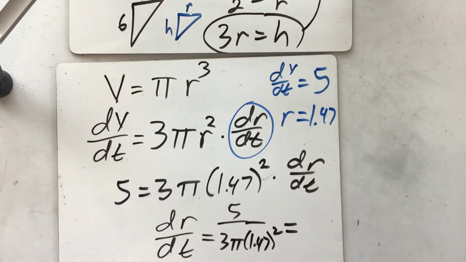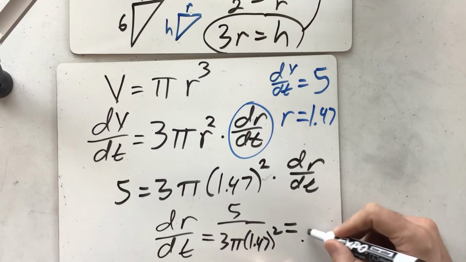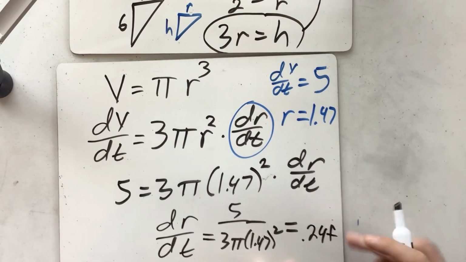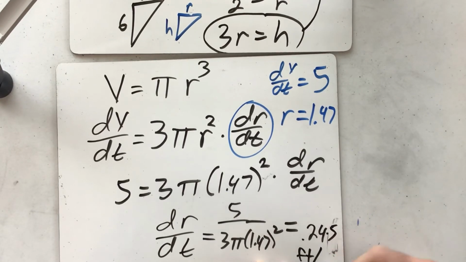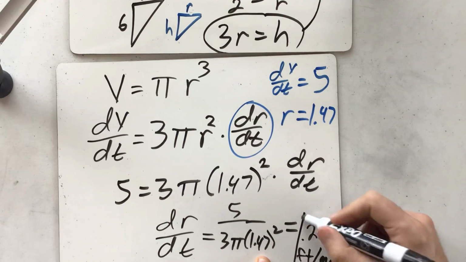Let's put that into a decimal also. And I've got 0.245. And what are the units on this? The units are feet per second, right? Or feet per minute. Feet per minute. All right.